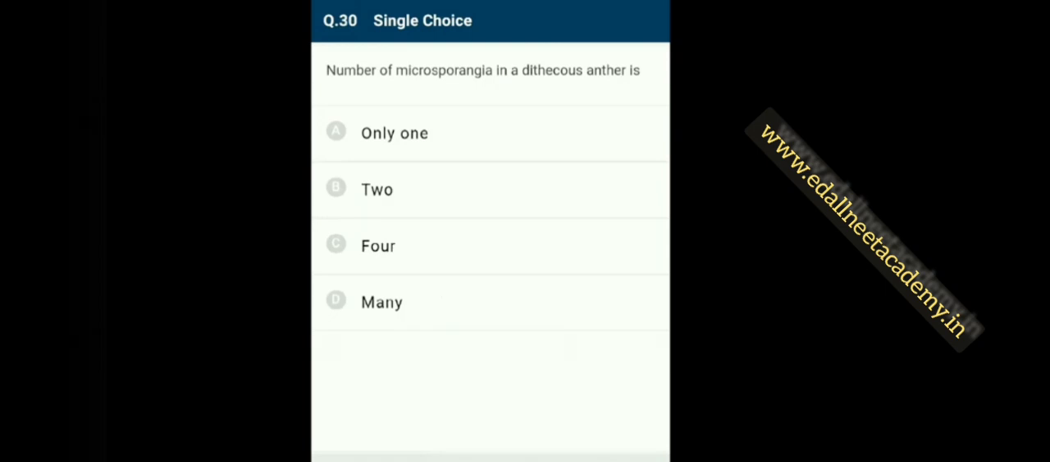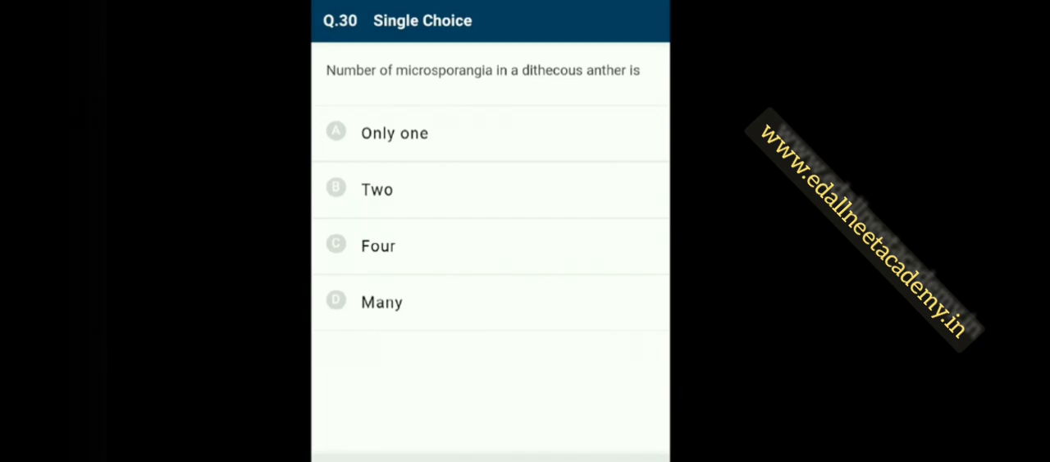Question number 30. Number of microsporangia in a dithecous anther, where pollen grains are produced. It has the microsporangia and thus multiple layers surrounding the pollen sac. The typical angiosperm anther is bilobed and each lobe has two theca or chambers. Such thecal pattern is called dithecous.